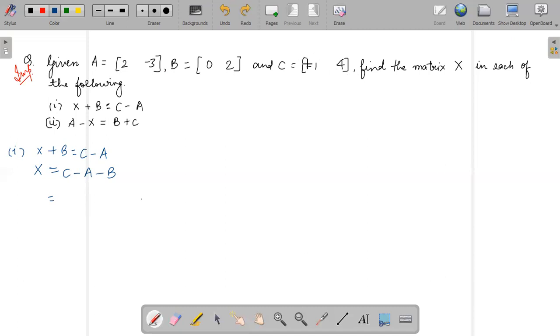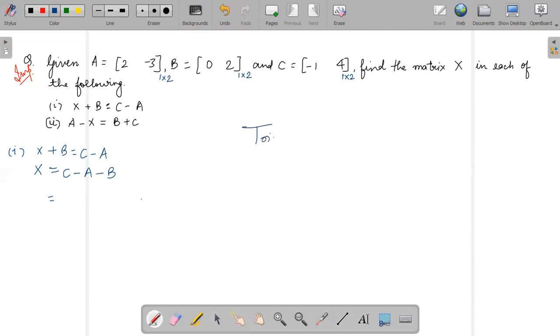C का भी order देखो, there is 1 row and 2 columns, so 1 into 2 है इसका order. A का भी 1 into 2 है. So C minus A is therefore possible because both C and A are of the same order, and then that one is subtracted with B. So B must also have the same order, so 1 cross 2 है. And तीनों matrices का order 1 cross 2 ही है, so X का भी order 1 cross 2 ही होगा. So we have now come to know the order of X is 1 cross 2.